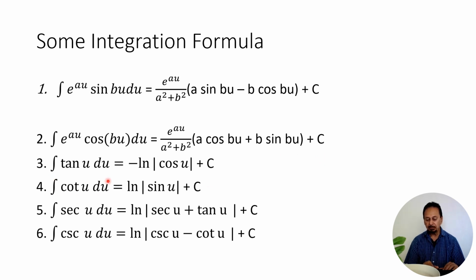The integral of tangent u would be negative natural log of cosine of u plus c. The integral of cotangent would be natural log of sine of u plus c. The integral of secant would be natural log of secant u plus tangent u plus c, and the integral of cosecant would be natural log of cosecant u minus cotangent u plus c.